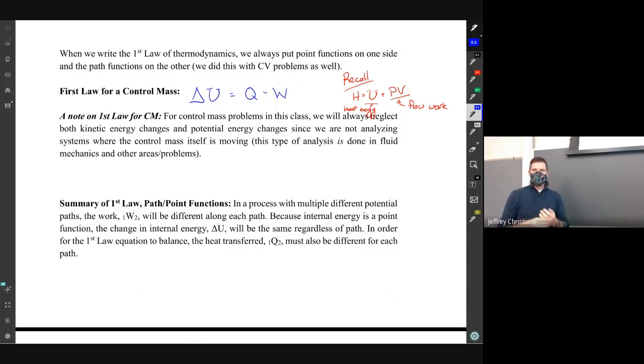So in the problems that you calculated for today, you got different values of work. Hopefully you got different values of work for every different problem, despite the fact that you started at the same initial point and ended at the same final point. So delta U was the same because you had the same start, same end. Work was different because you went different ways. That means that Q must also be different because you went different ways.